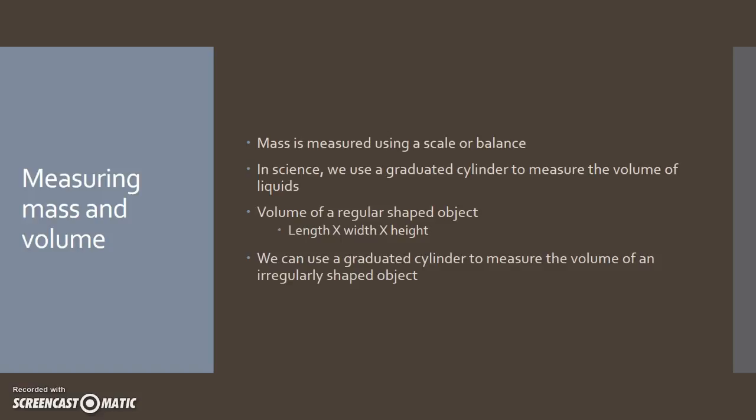If we want to do a regular shaped object that isn't a liquid, we can measure the sides, and we do length times width times height, and that'll give us a volume for a regular shaped object like the cube, or when we did the gummy bear. We did length times width times height to get its volume. We can actually use a graduated cylinder to measure the volume of an irregularly shaped object like a rock, or a Sharpie, or a pen, which we will do in the lab later this week.